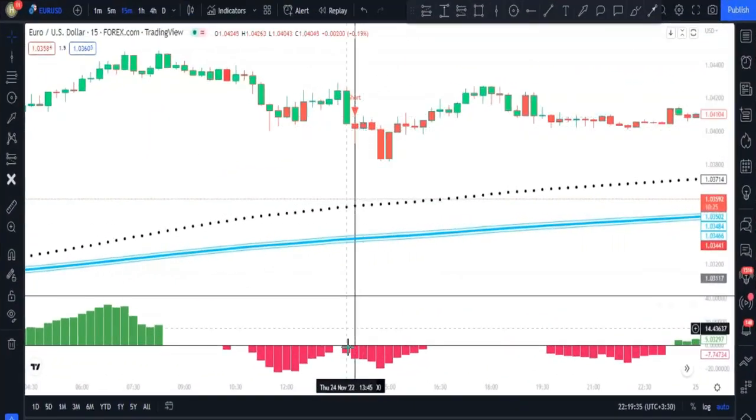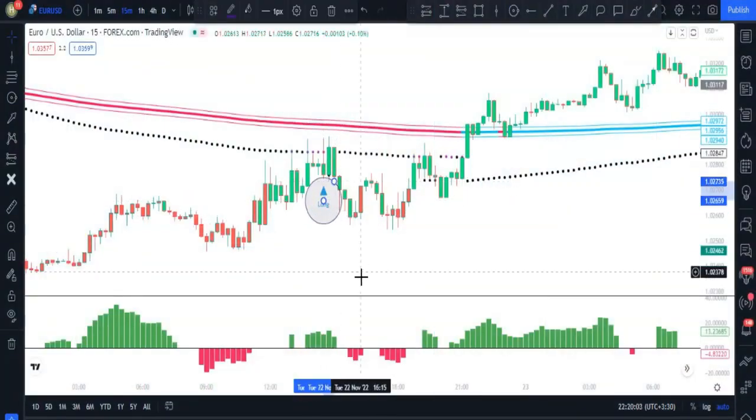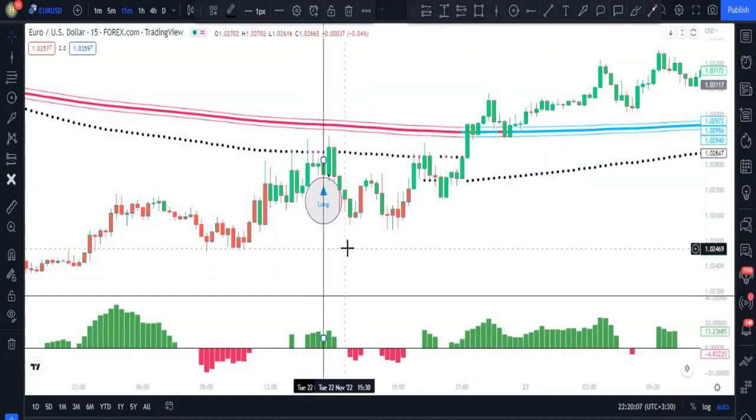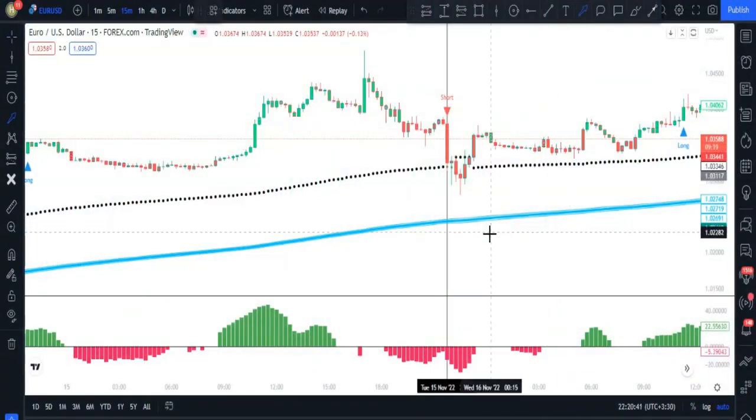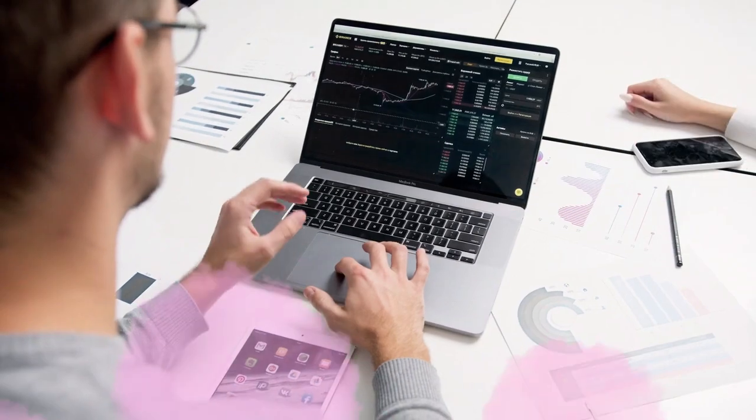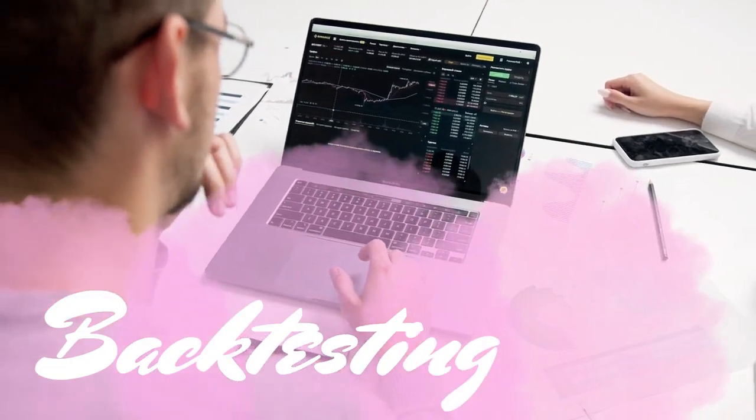This short signal is also invalid because it is above the SSL hybrid. And you can see how great this strategy filters out the false signals. Now it's time to do our back testing to see how the strategy works.